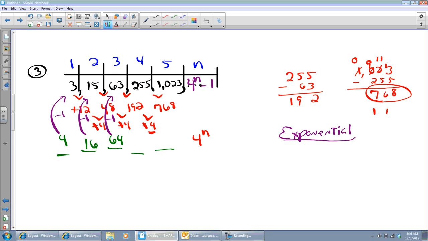And we'll get a little more practice in class, and then we'll be ready to do the Tower of Hanoi.